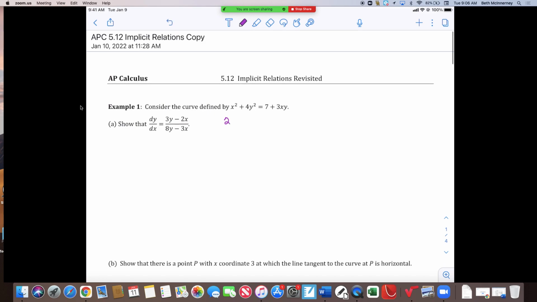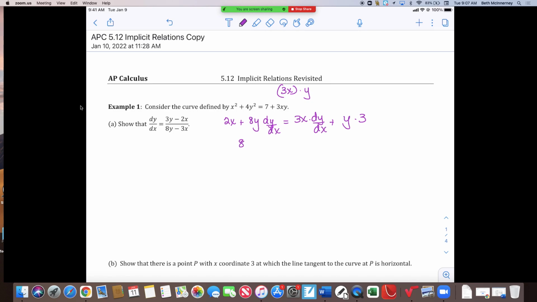So this would be 2x. Now dx/dx is 1, so we don't write that. This would be 8y dy/dx. The derivative of a constant is 0. And then I'm going to treat 3xy as 3x times y, so I do my first times the derivative of the second, and so on. So this will be 3x times dy/dx plus y times 3. We're trying to get the cobwebs out from earlier this year.